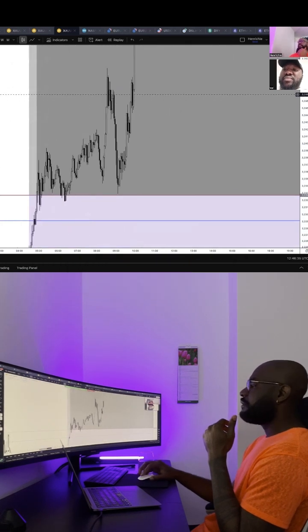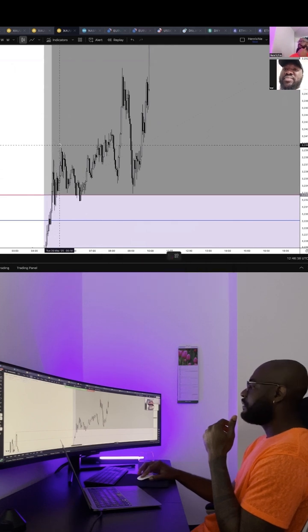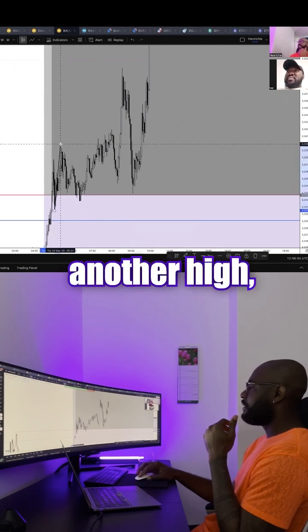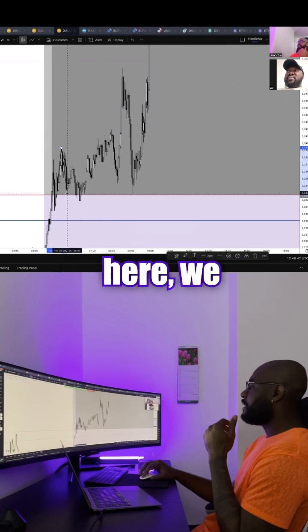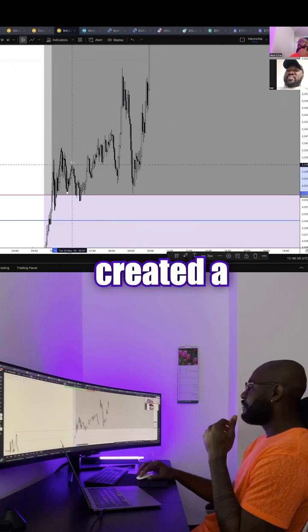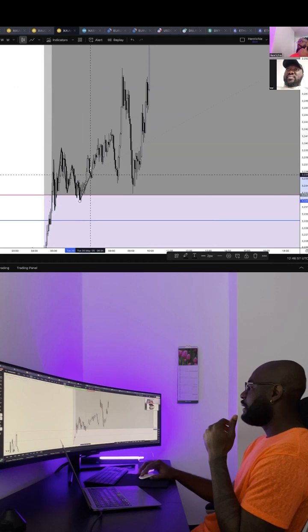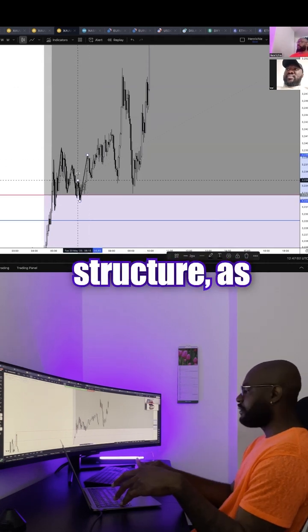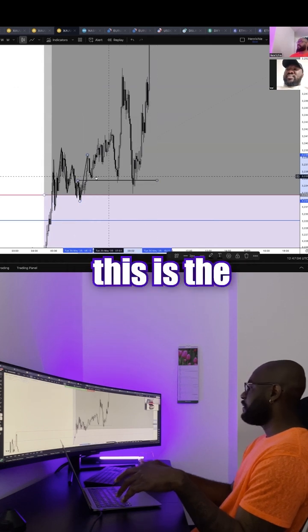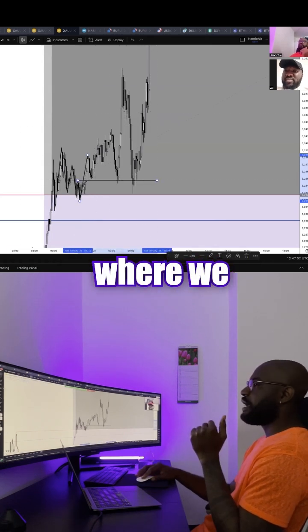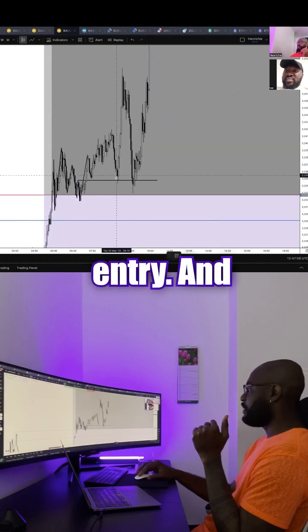And right here, you can see after we broke that structure, we created a high here, created a low, created another high, and then right here, created a low, created a lower high, created a lower low, created a lower high here, created a lower low, and this right here was a break of structure. After breaking structure, you can see this is the previous high, and that is where we place our limit order for a second entry.